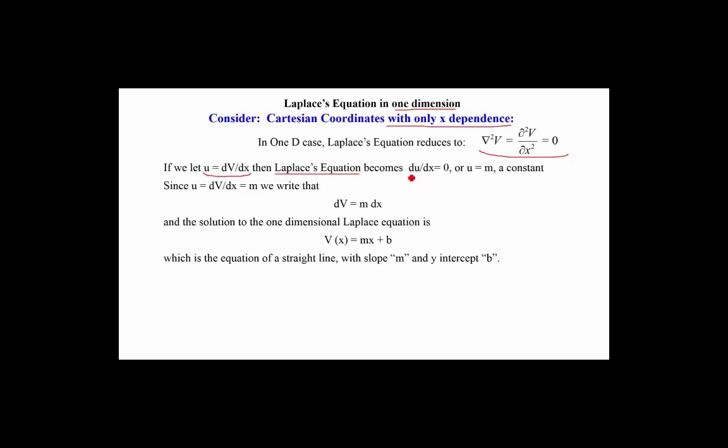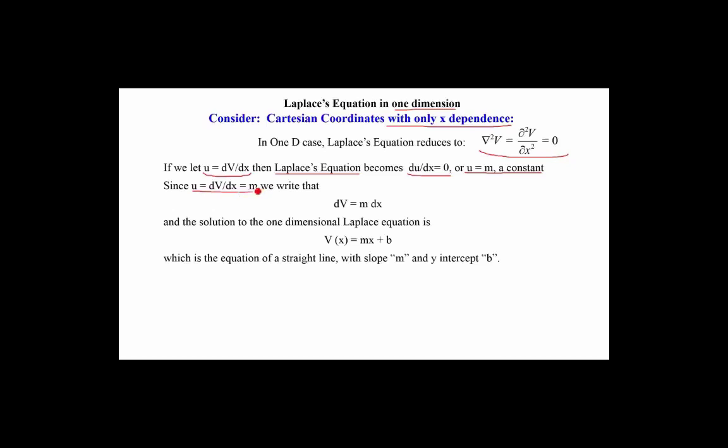If you take that derivative and set it equal to 0, then you can imagine what the solution of u is. If you have a function of x and its first derivative is 0, then it just means it's a constant, and we'll call that constant m. U is equal to m.